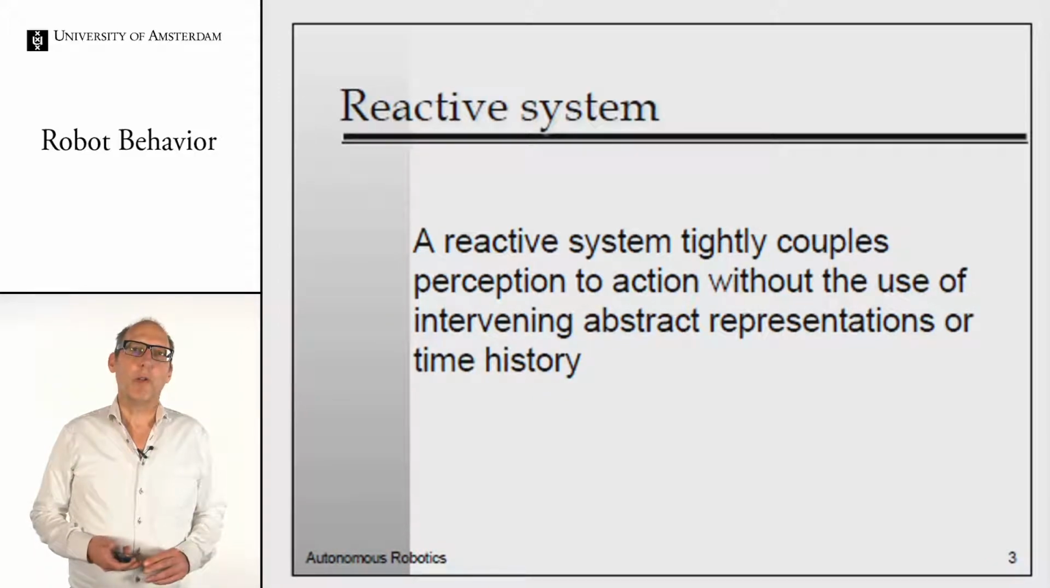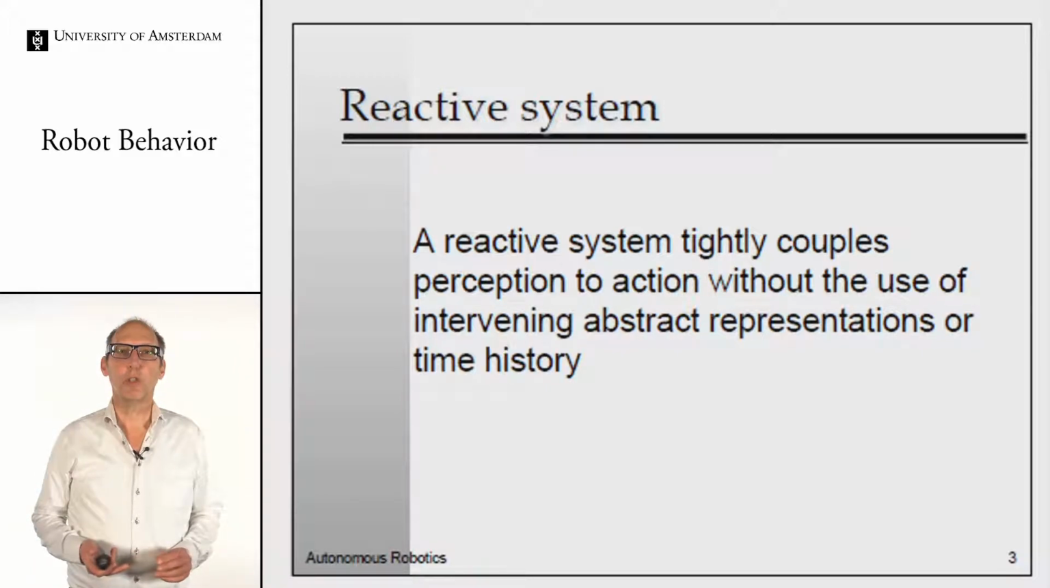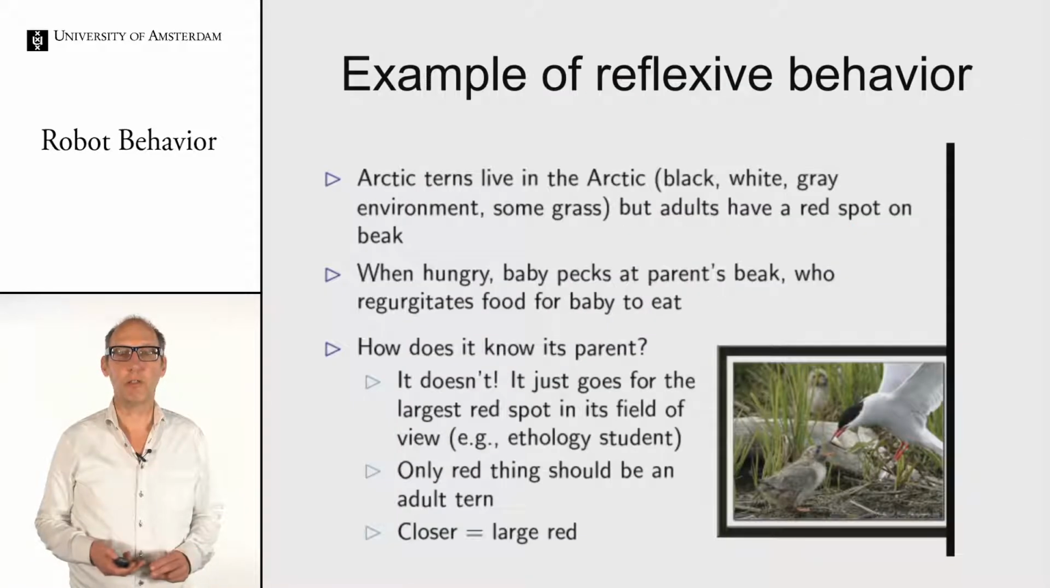So, what we have learned in the previous chapter is that in nature you often see reactive systems that have a very tight coupling between what you see in the world and what you do in the world, from perception to action. And the nice thing, if you do that, is that you don't use any intervening abstract representations or histories, but you directly react to what comes towards you. And that's a great way to survive in the world. And from biology, we've seen a lot of examples of this sort of behavior.